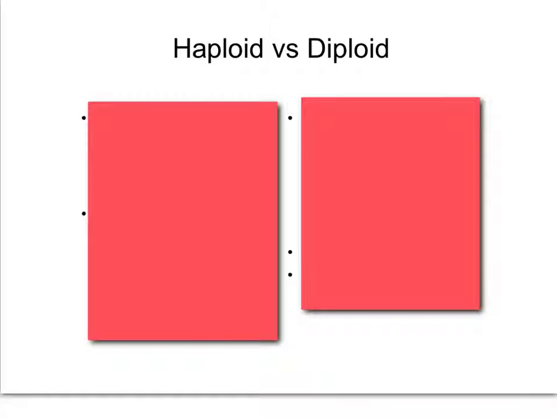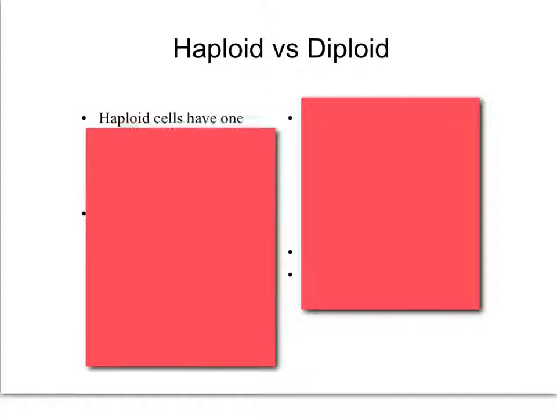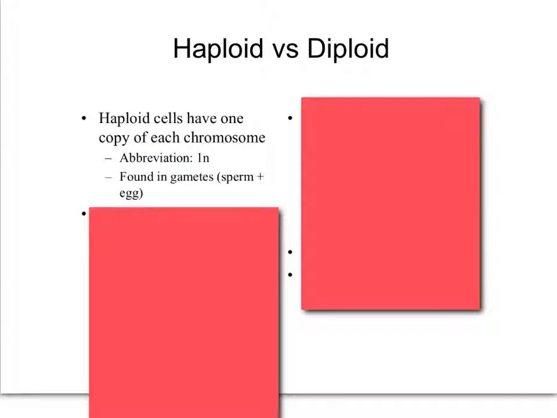And finally, the last thing we're going to talk about for this set of notes is the difference between haploid and diploid cells. So in your body you have 2 different types of cells. You have haploid and you have diploid cells. Haploid cells are cells that have only 1 copy of each chromosome. So they don't have that homologous pair. We abbreviate them by saying they're 1N, and these are found in your gametes, or your sperm and your egg cells. These guys have only 1 copy of every chromosome.